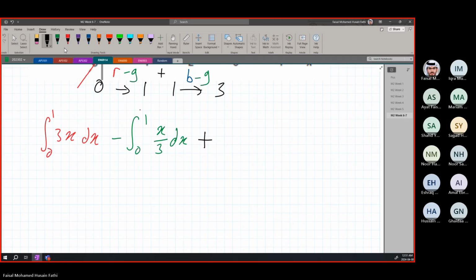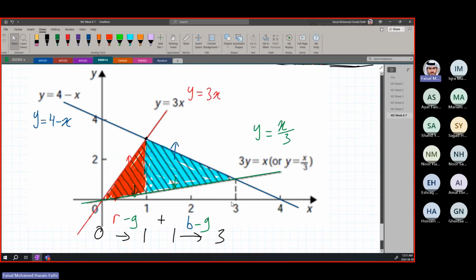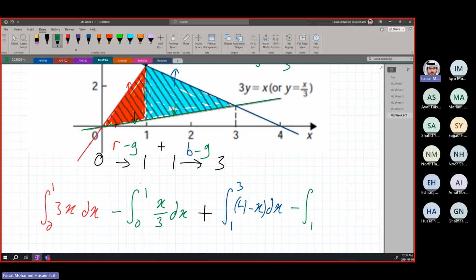Plus now the blue, integration of blue from where? From 1 to 3, because it starts from 1 until 3, where it is at the top. For 4 minus x dx, minus, again, the green from 1 to 3, x over 3 dx.